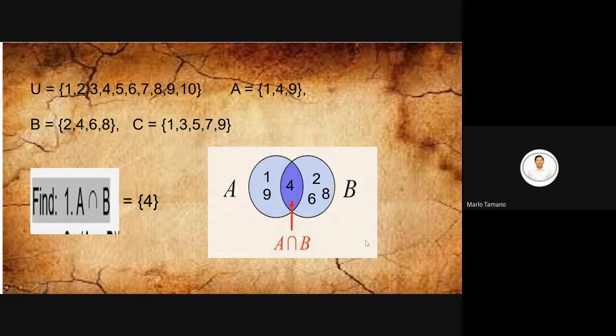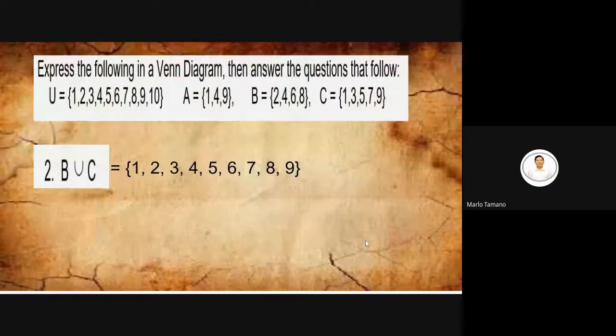Okay? Number 2, express the following in Venn diagram, the same. So, we have here number 2, B union C. Now, add their elements or combine their elements. So, what are the elements of B and C? These elements are to be combined. B: 2, 4, 6, 8. C: 1, 3, 5, 7, 9. So, ilagay nyo lang as 1.